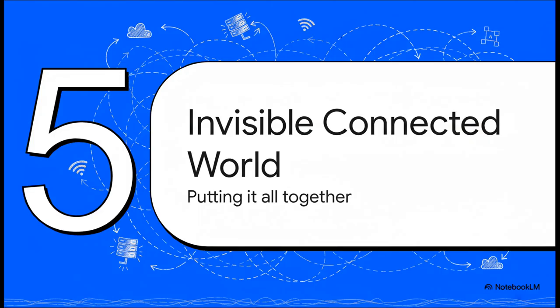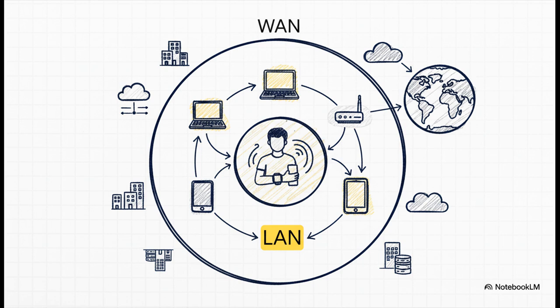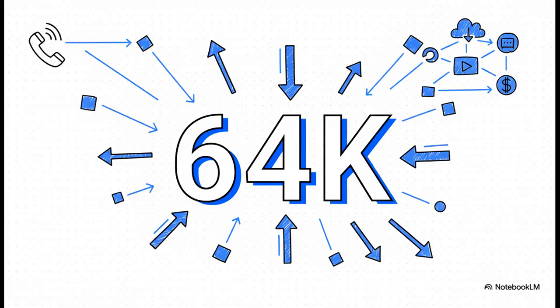All right, we've covered a lot of ground. So now let's pull all of these pieces together and take a look at the big picture of this invisible, connected world we live in. Your entire digital life really exists inside these nested circles. It starts with the personal area network, right there on your body. That PAN then connects to the local area network in your home or your office. And that LAN, in turn, connects to the global wide area network of the internet, linking you to basically everything and everyone else.